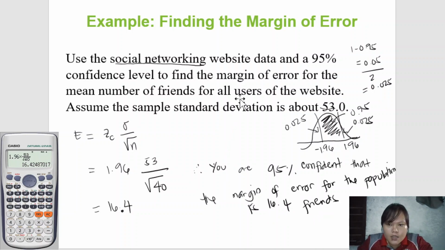Okay? So, yun lang naman yung hiningi niya. Find the margin of error. Okay? Yun lang yung hiningi, kaya yun lang yung binigay natin. Okay? So, again, this is your margin of error for the mean number of friends for all users.